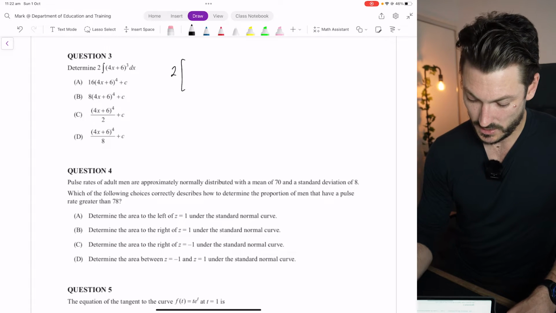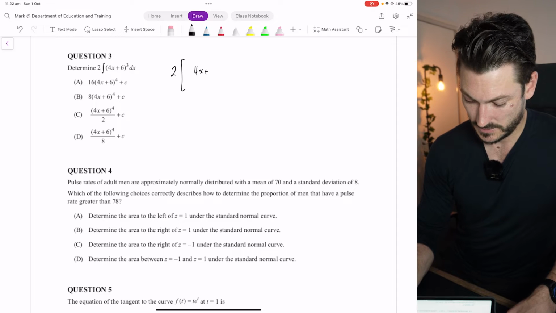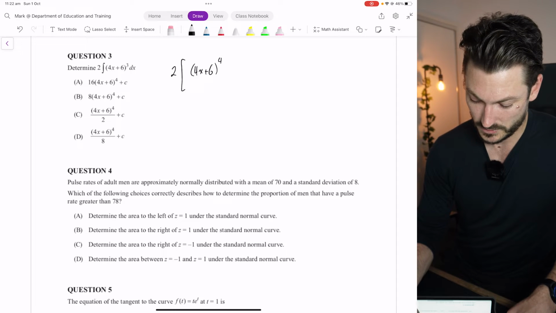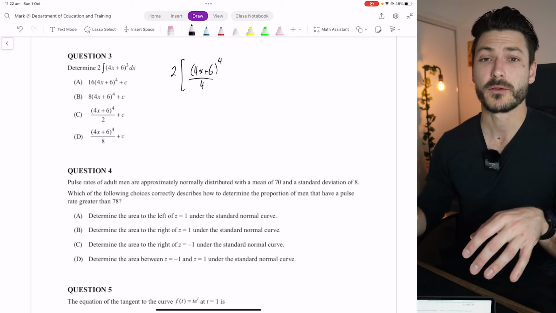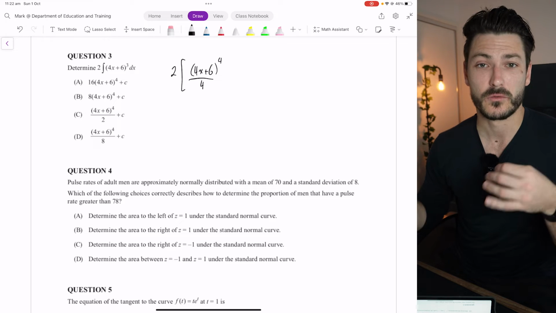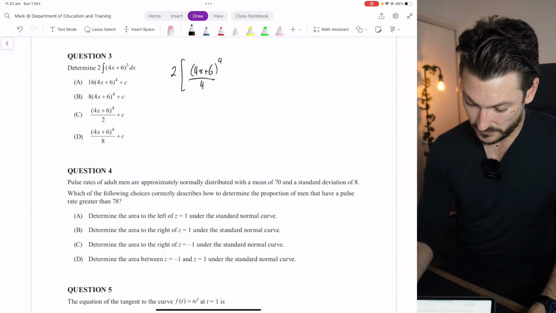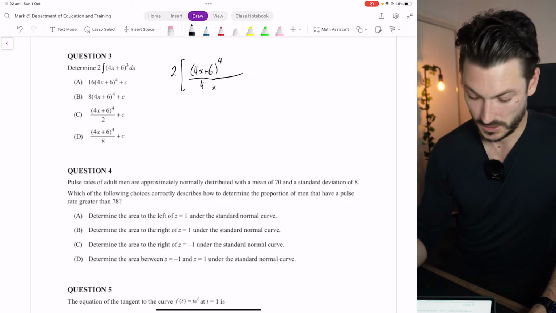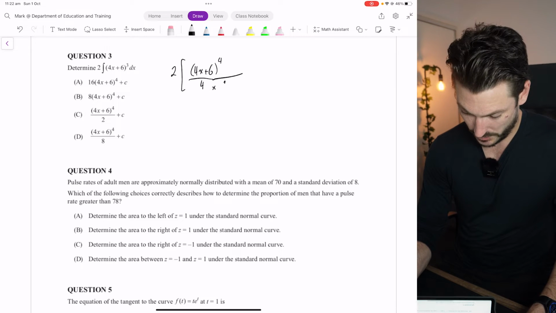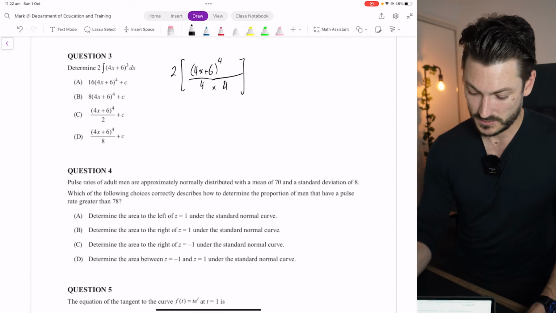So that's going to be 4x plus 6, and we're going to raise that to the power of 4 and divide by that new power. But we also have to divide by the derivative of the inside function. This is the reverse chain rule. So we're also going to be dividing by, so multiplying on the denominator, dividing by 4. So that's going to be 16 there, and that's going to be plus c.